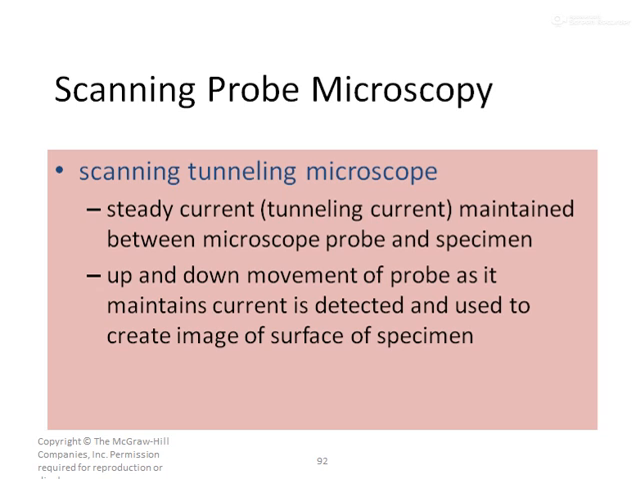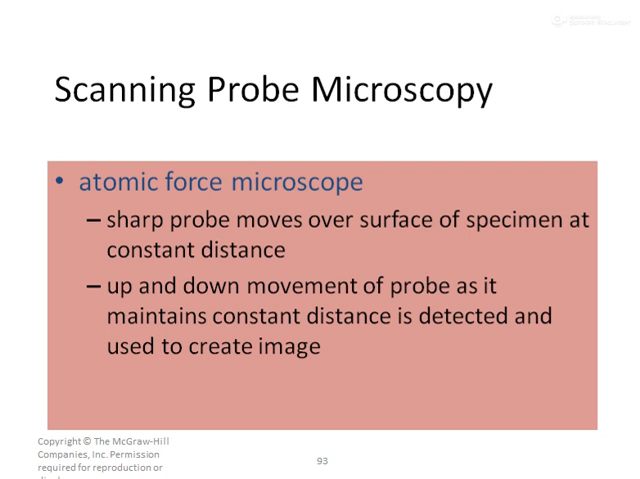In scanning probe microscopy we also have the atomic force microscope, where a sharp probe moves over the surface of the specimen at a constant distance, and the up and down movement of the probe as it maintains constant distance is detected and used to create images. Sometimes AFM can be combined with confocal microscopy to get a better resolution. So different combinations of these microscopes are possible to get a better resolution. And with this, we come to an end of confocal laser scanning microscopy.